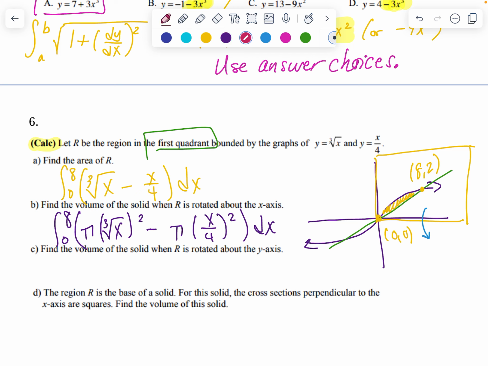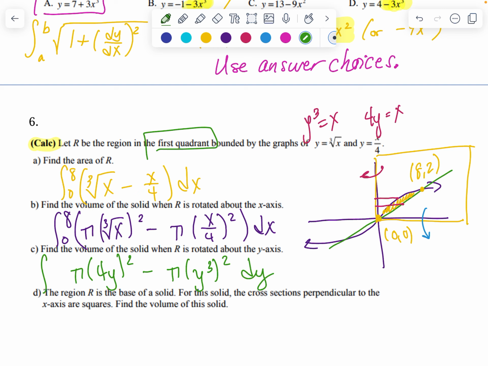Okay, if we're revolving around the y-axis, then going out to green would be further than going out to purple. So green would be my big radius, and I would need to reorganize for the opposite variable on each of these equations. So I would have my big radius be the green, so that's the line. And my little radius would be the purple, so that's this part. Big pi r squared minus little pi r squared. And then my bounds would have to be y bounds.